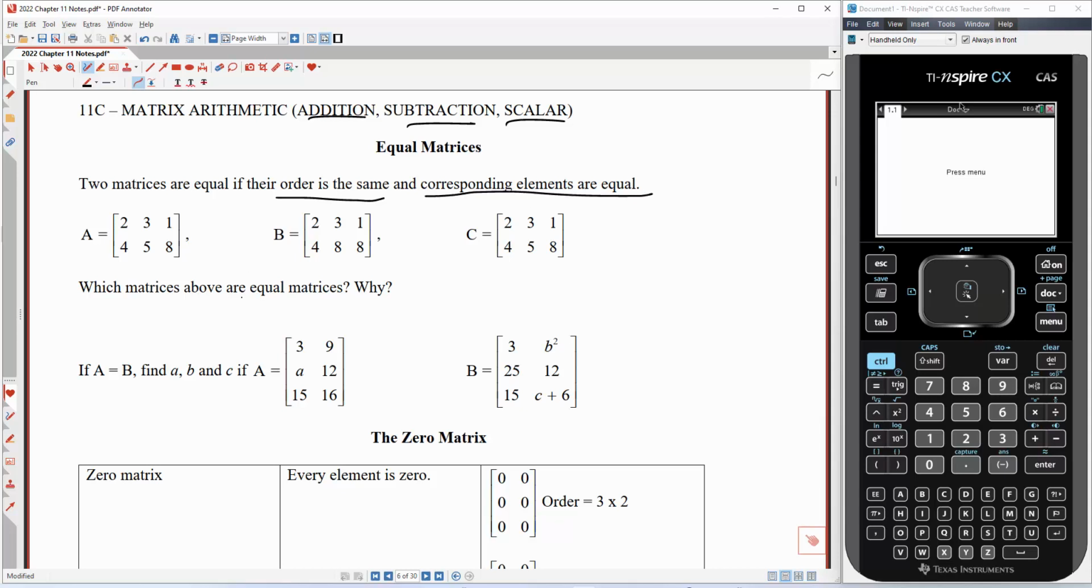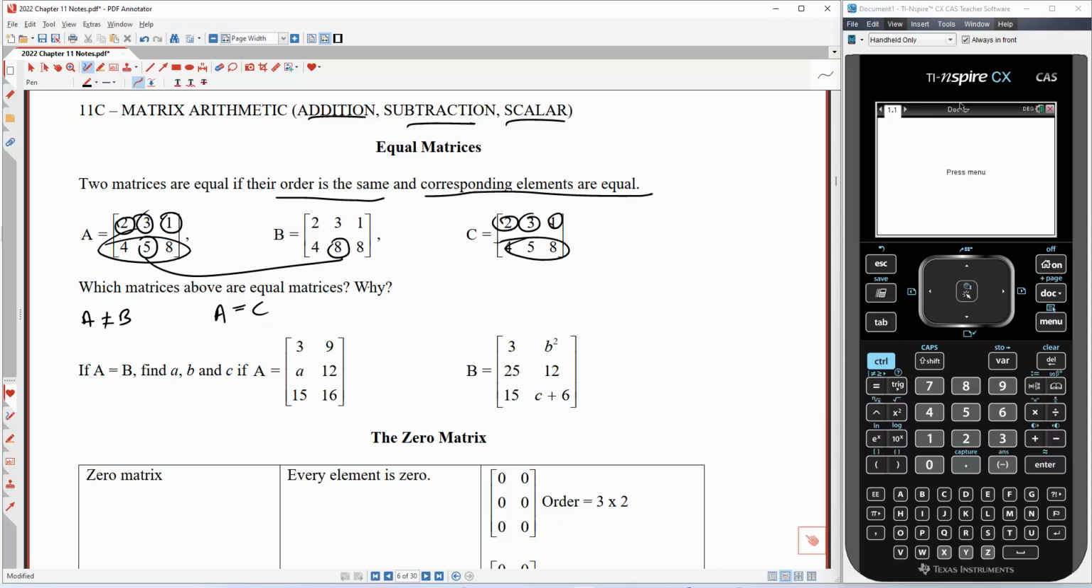So which matrices above are equal matrices and why? Well, we can see here that A is not equal to B, and that's because where there's a 5 there, the corresponding element is 8. And for them to be equal, they have to be exactly the same corresponding elements. So we can see here that A and C are equal matrices because we've got a 2 and a 2, a 3 and a 3, 1, 1, etc. 4, 5, 8, 4, 5, 8 in that particular order.